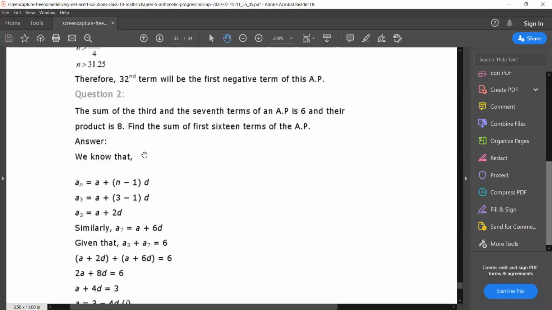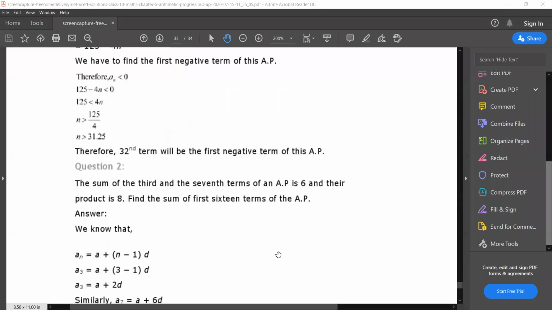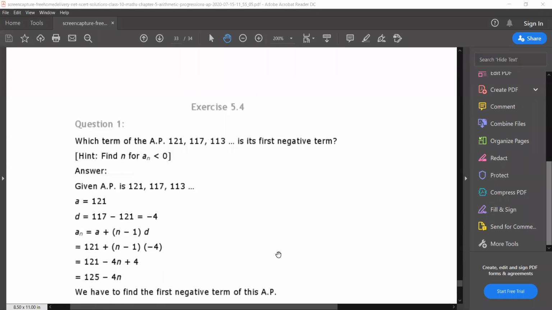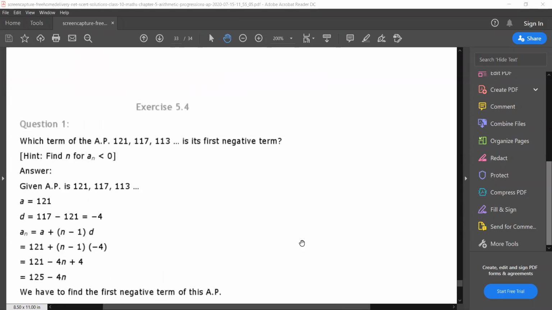Is it clear to all of you? Yes, ma'am. Try to do the questions quickly. दोनों important questions हैं. That's why I discuss with you. This is an optional exercise.